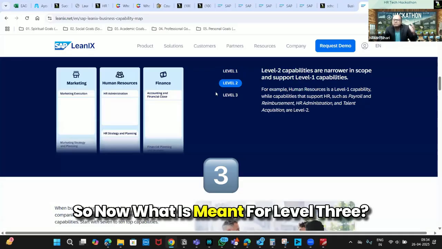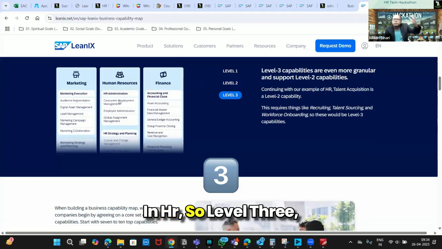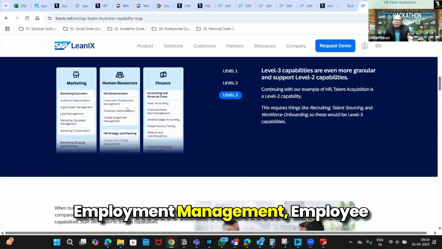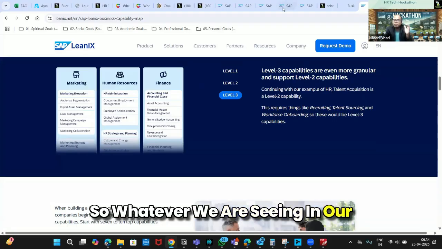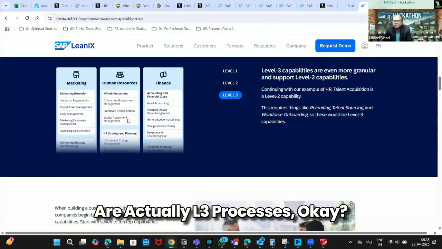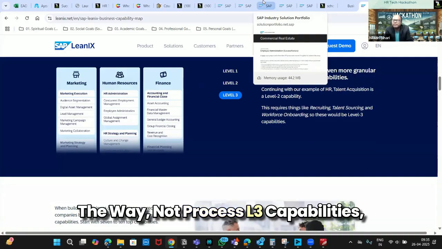Now what is meant by level 3? If we talk about level 3 in HR, level 2 will be HR admin, and level 3 will be your concurrent employment management, employee administration, global assignment. Whatever we are seeing in our capability map, those are L3 capabilities, by the way, not processes.